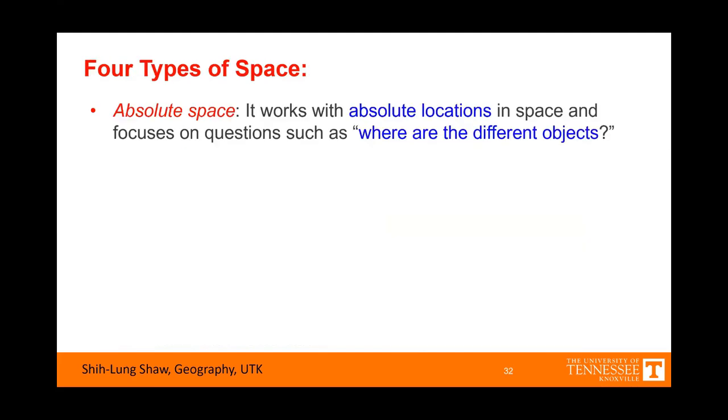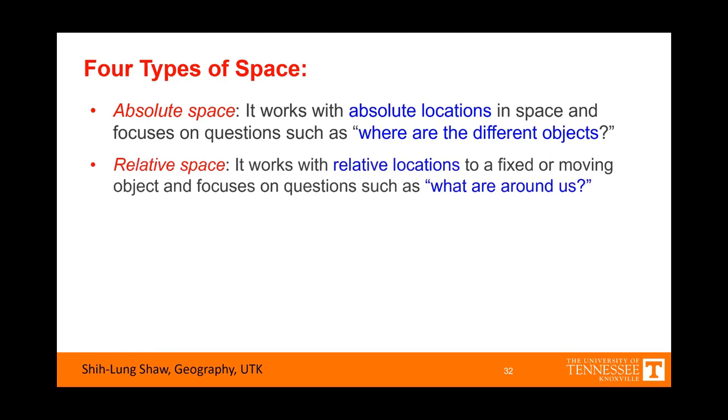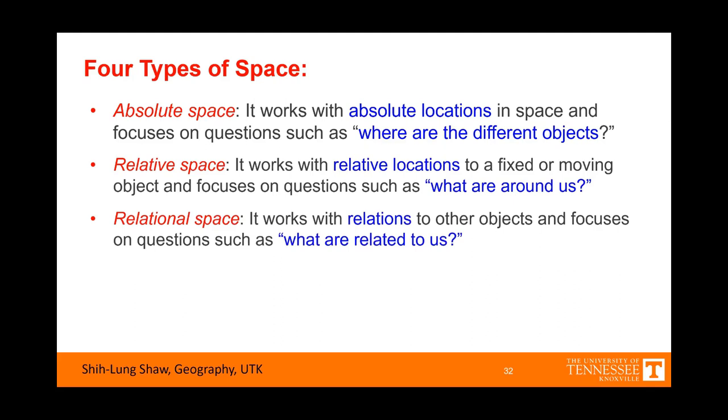Okay. Let me quickly summarize the framework, then get into a couple of quick examples. Absolute space works with absolute locations in space, and our focus is on answering questions such as where the different objects are, especially at physical scale. Relative space works with relative locations to a fixed or moving object, like an autonomous vehicle as a moving object in relative space. We focus on questions such as what is around us, the local context. Relational space works with relations to other objects, and we try to answer questions such as what is related to us.